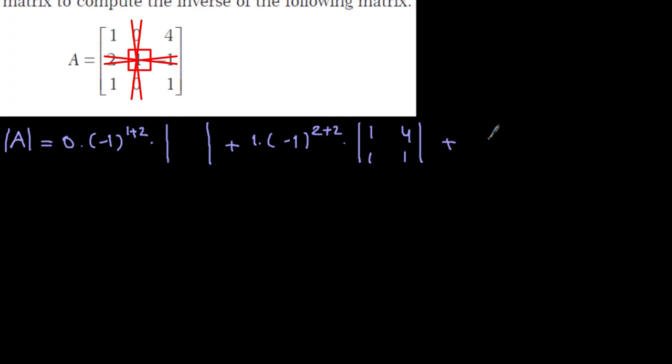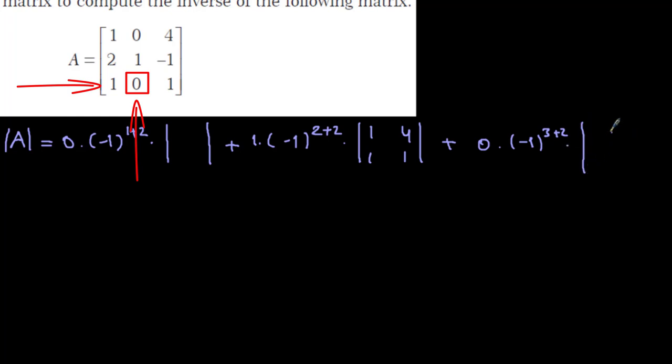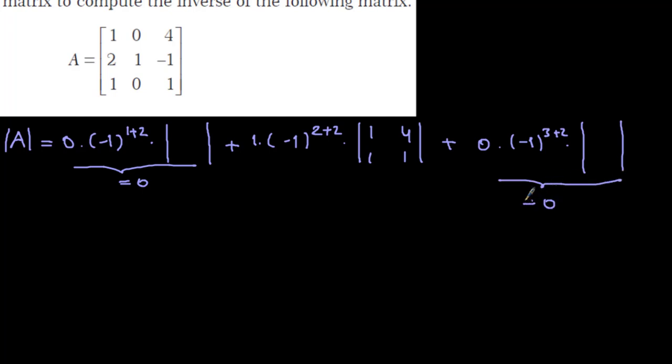Then the last one, it's going to be 0 times minus 1 to the power of third row, second column, and the third row, second column minor is 1, 2, and 4, minus 1. But whatever this is, it is not important for us, because this 0 makes everything 0. So this is completely equal to 0.